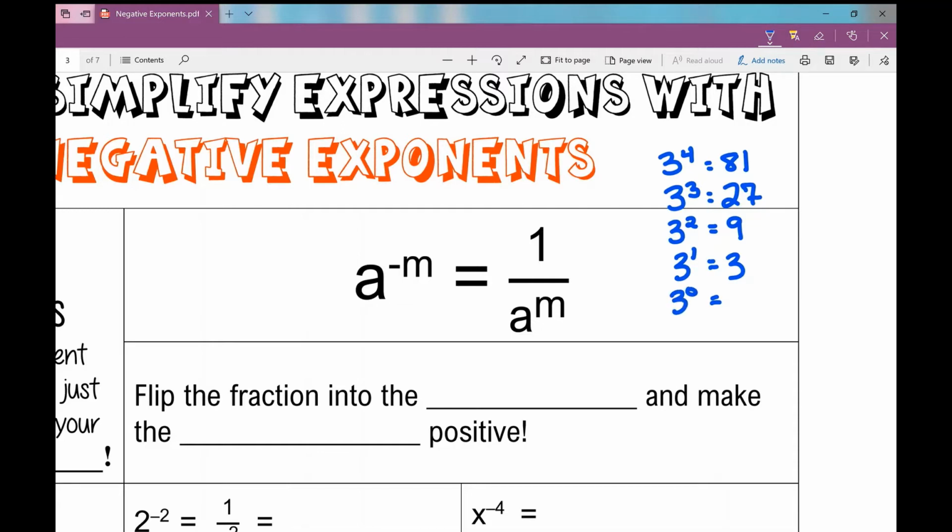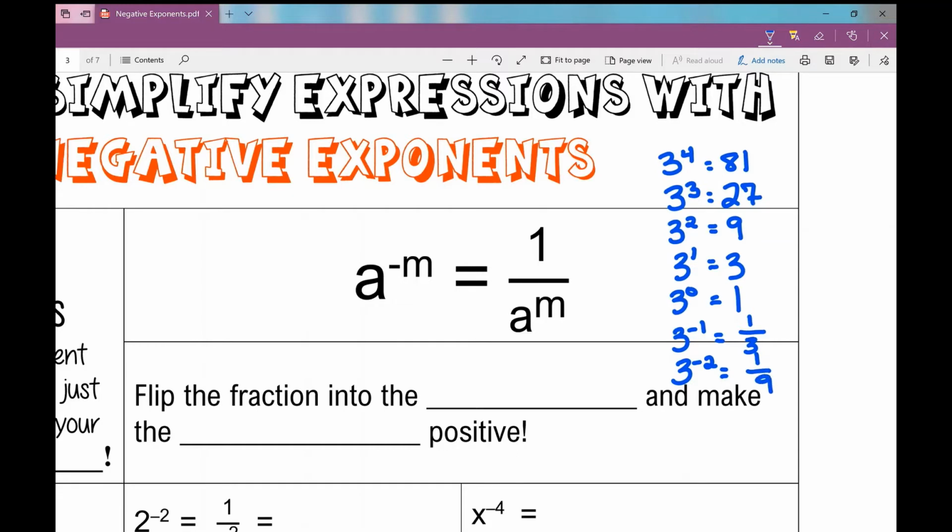What's smaller than 0? Negative numbers. 3 to the power of -1. 3 to the power of -2. If this pattern stays the same, what should happen with the values over here? They should get smaller. Well, we know, or you should know by now, that anything raised to the power of 0 is 1. Well, let's see. 3 to the power of -1, that's 1 over 3. 3 to the power of -2, that's 1 over 9.